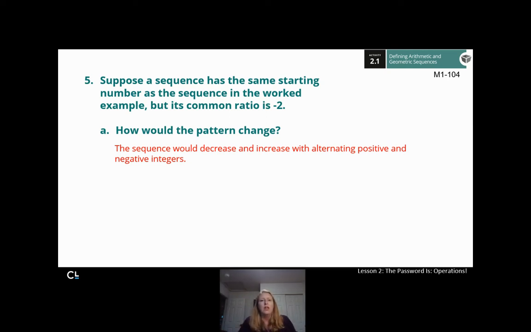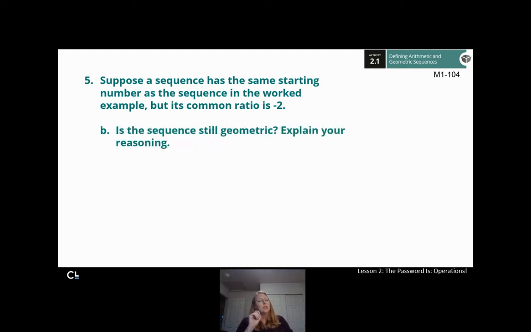Darn negatives. Is the sequence still geometric? Explain your reasoning. Hit pause. Write it down. Hit play when you're ready to continue the discussion.